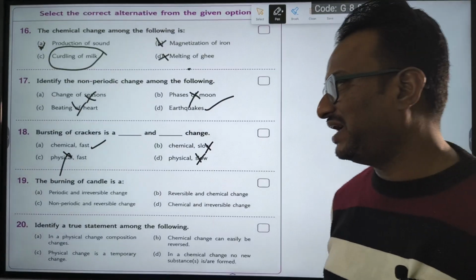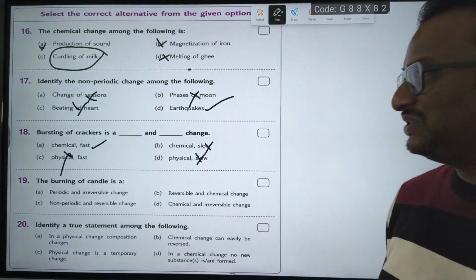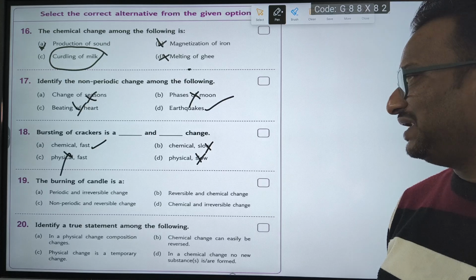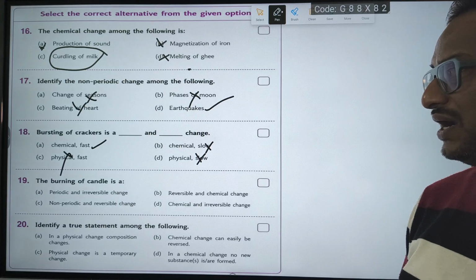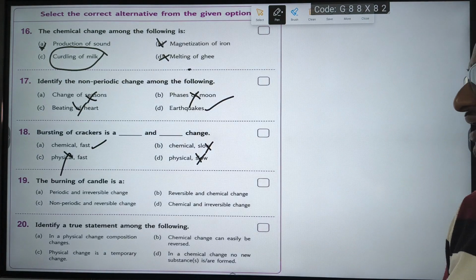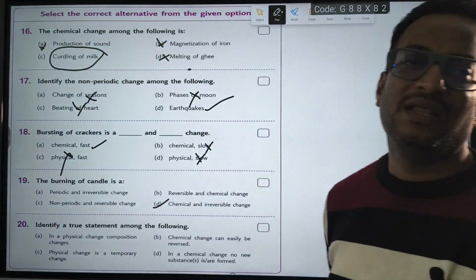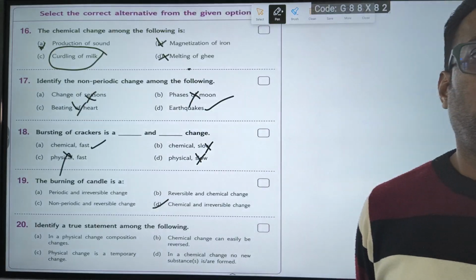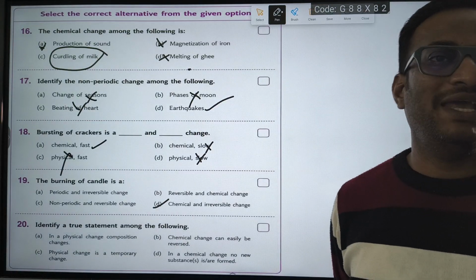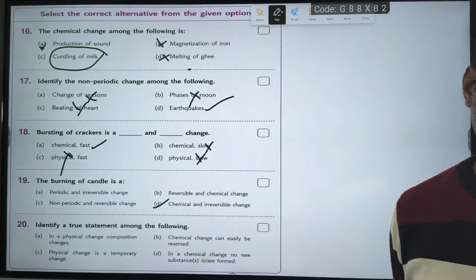Burning of candle is a dash. Periodic and irreversible change, reversible and chemical change, non-periodic and reversible change, chemical and irreversible change. Actually it is a chemical change, burning of candle, and it is irreversible. Once you burn the candle, you cannot get back a new candle from the burned candle.